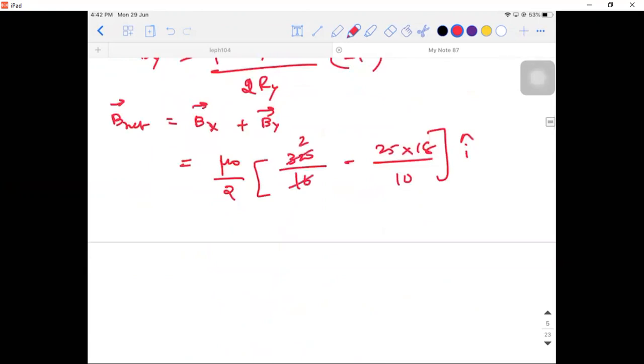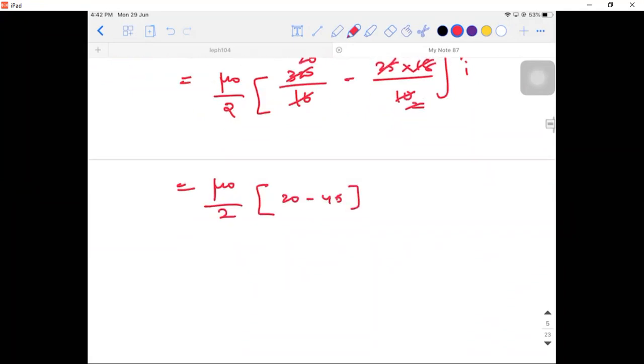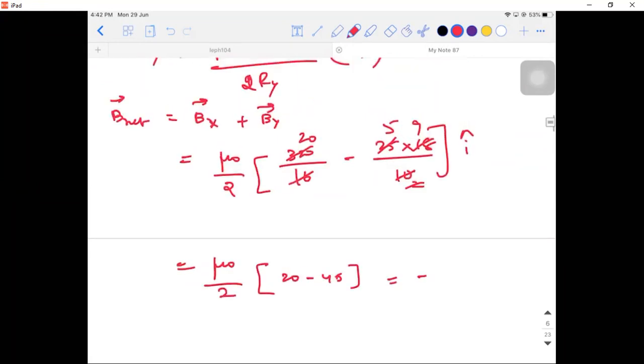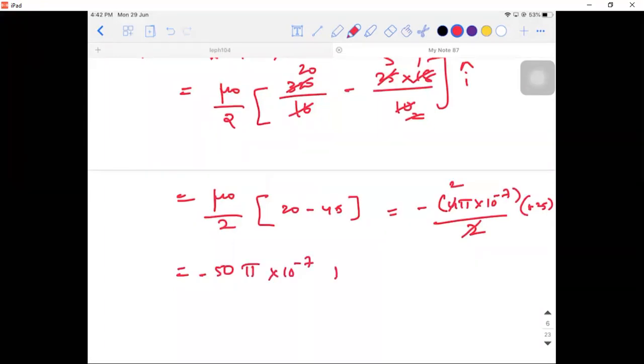So this will go 20 times 5, 2, 9. So it will be mu naught by 2 into 20 minus 45. Mu naught is 4 pi into 10 power minus 7, divided by 2, into minus 25. So it will be 50 pi into 10 power minus 7 with the minus sign. So these many Tesla, this minus sign indicates that it is in the west direction.